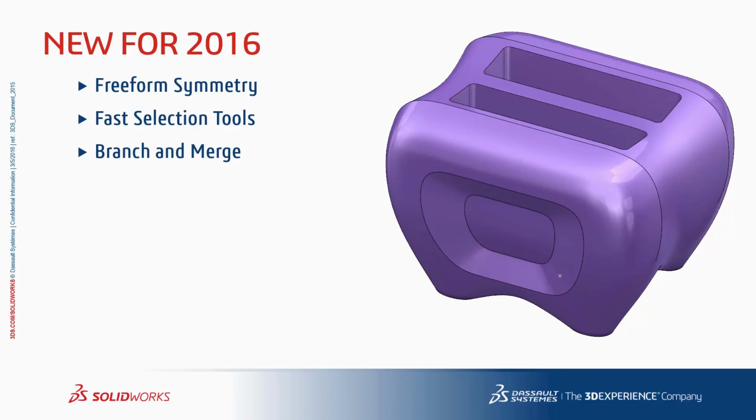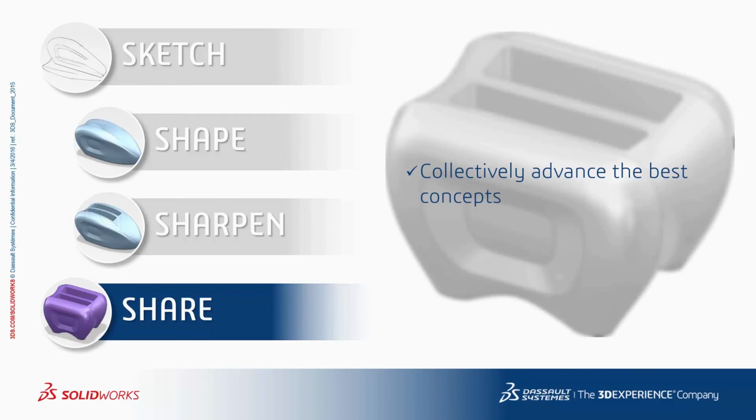You've seen symmetry being utilized both by Brad and Andrew. You saw the fast selection tools being used by both of those guys as well. And you saw the branch, the merge. Some amazing new technology that we're adding to SOLIDWORKS Industrial Design. The value behind what you just saw was being able to collectively advance the best concepts. You might have 2, 3, 4, 5 concepts that you quickly go ahead and design using this process that we just showed you.